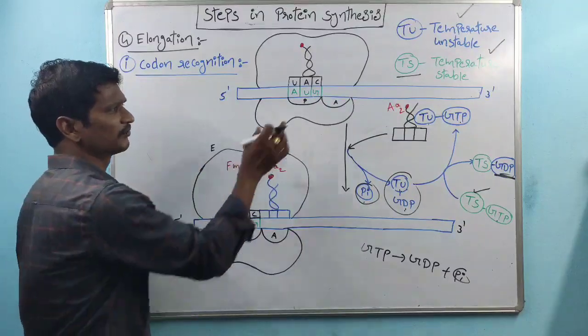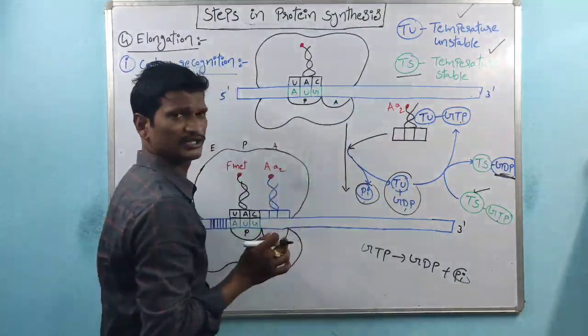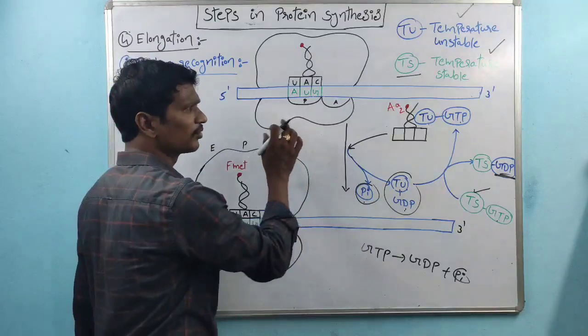In a cyclic manner. This is the first codon recognition, again the second codon recognition, like this. Here all the codons are recognized.